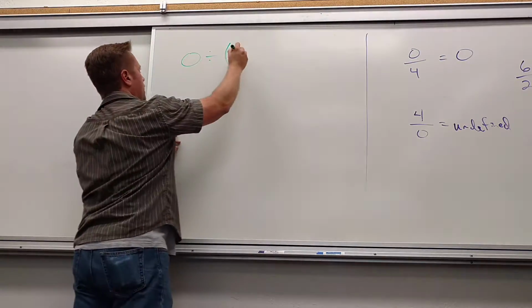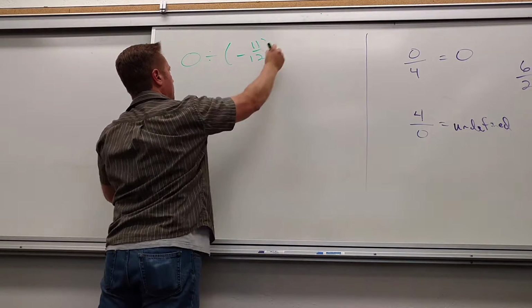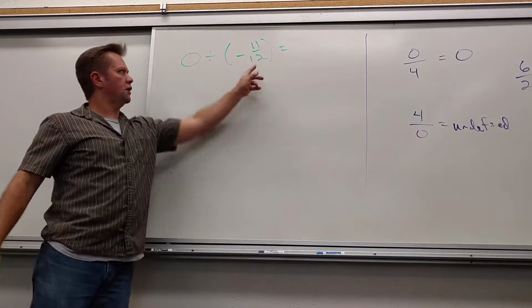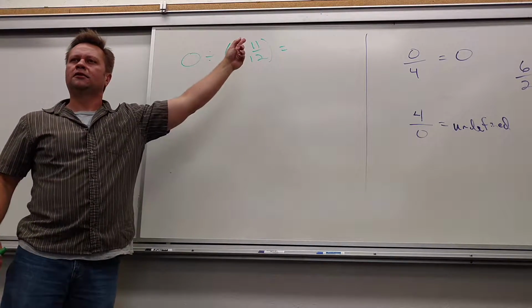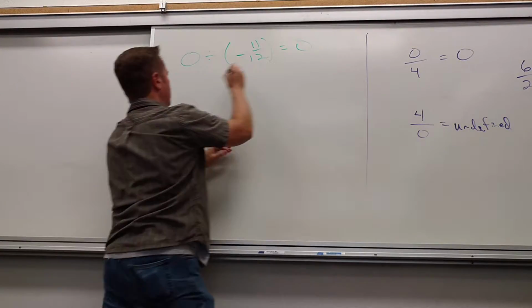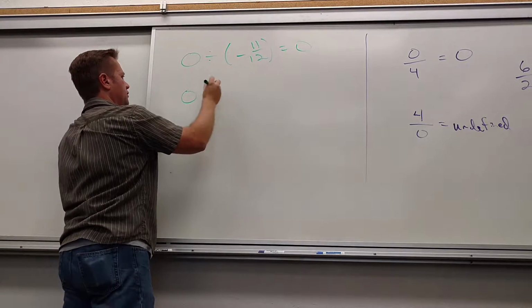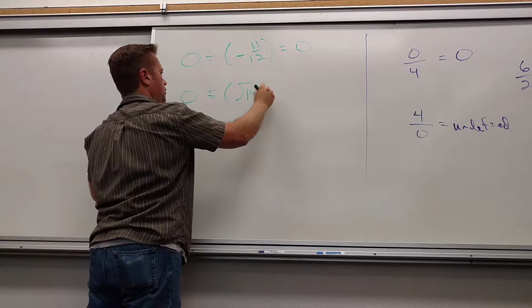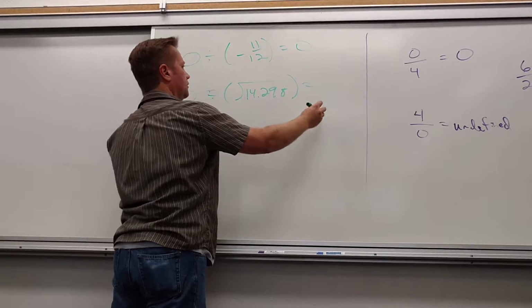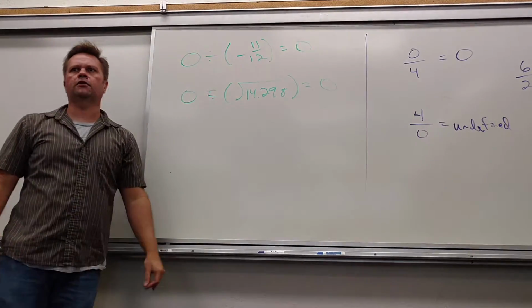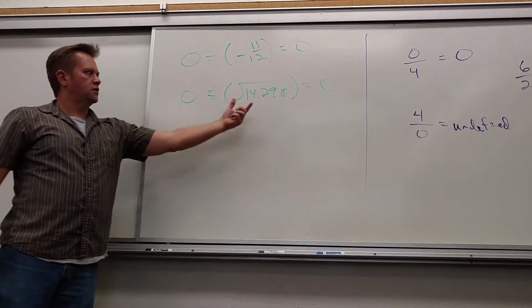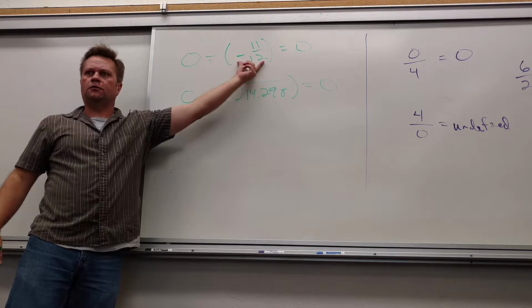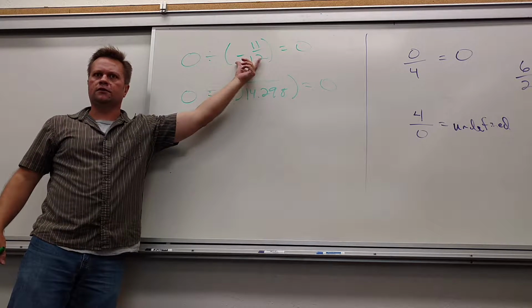So what is 0 divided by negative 11 twelfths? 0. Who cares what I put here? So what is 0 divided by the square root of 14.298? 0. They're not going to do something crazy like this, but they do this in a few places. Don't make too much of this.